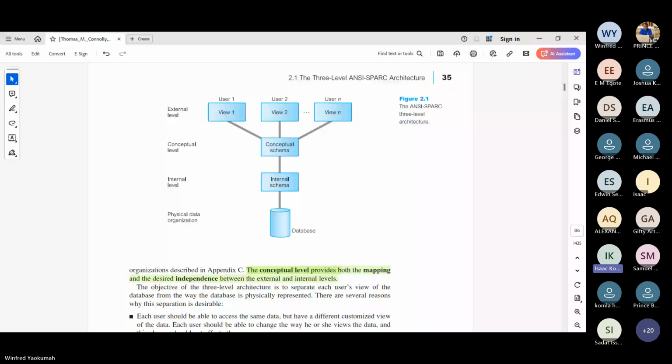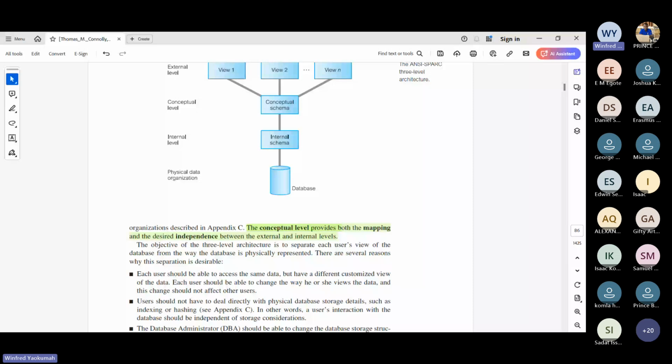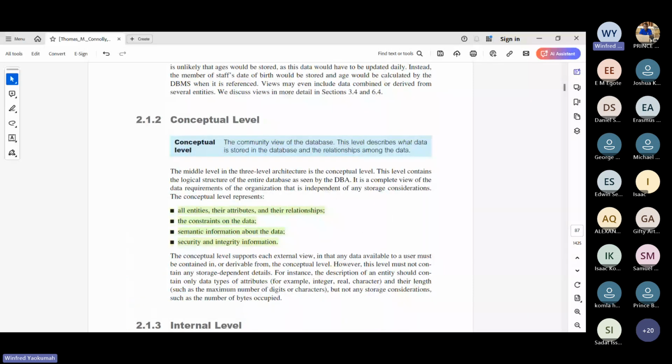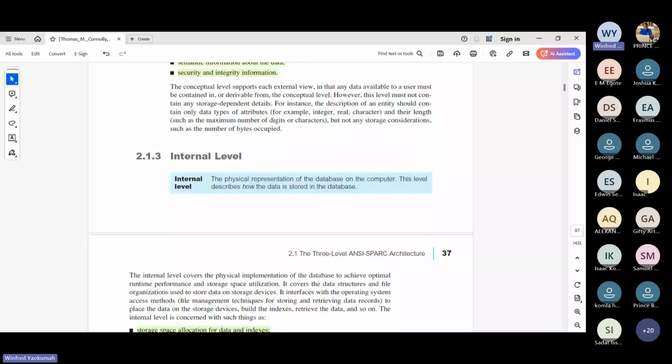Yes. Thank you, Prof. So okay, the definition clarifies that it's just the physical representation of the data. So it involves the database itself. Okay, that's fine. I think it's a good observation.